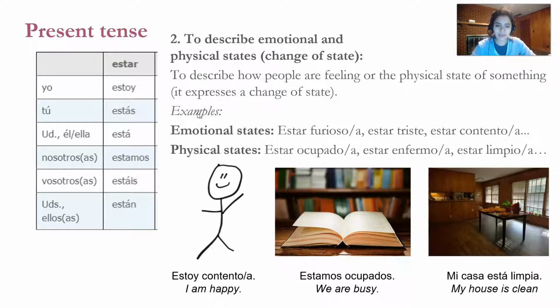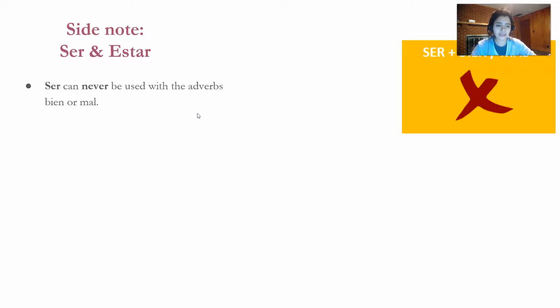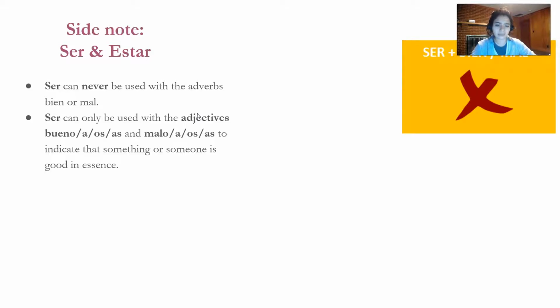So what you have to remember is that the verb estar expresses a change of state, and it's used to describe emotional and physical states. A side note about ser and estar. Ser can never be used with the adverbs bien or mal. If you remember, bien is translated to good, and mal is translated to bad. But you can never say soy bien, soy mal. You can never use the verb ser with bien or mal.